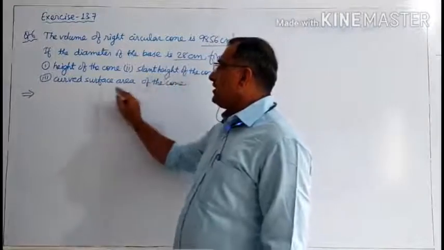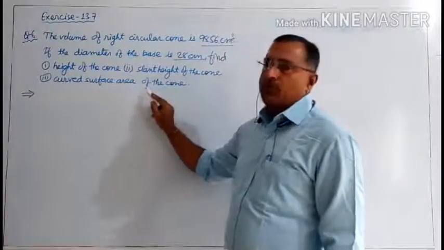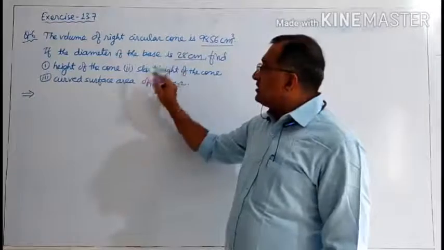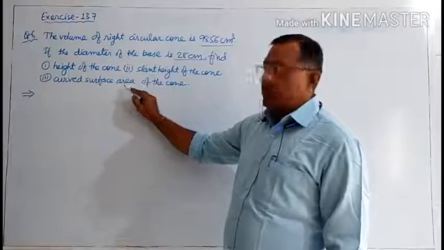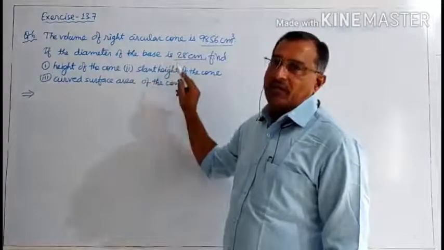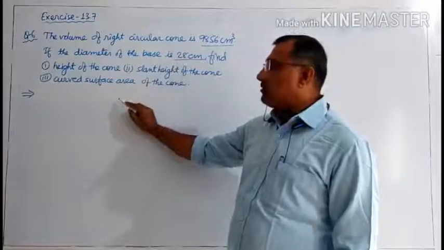And when we know the slant height, we have to also find the curved surface area of the cone. That is, even if it is asked to find the curved surface area of the cone, we have to find height and slant height. Then only we can find curved surface area.